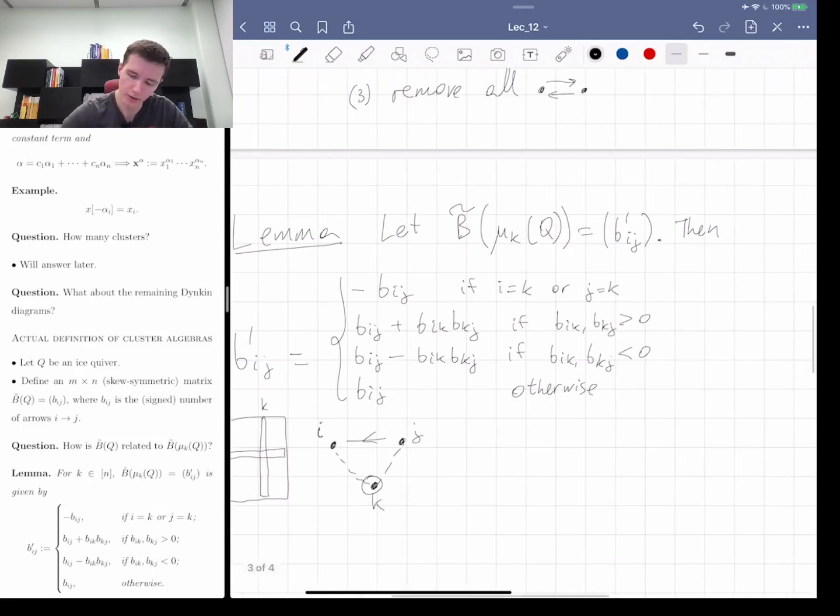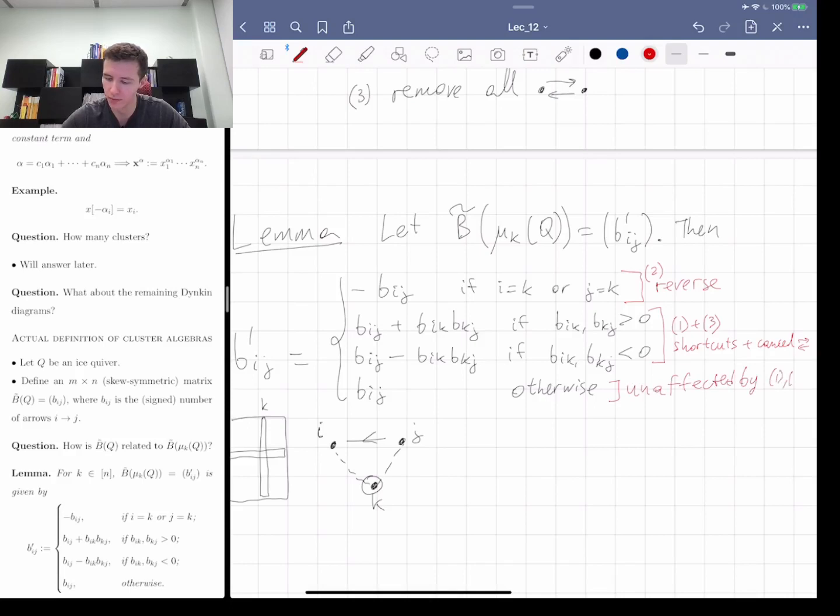So just to recap, this step is step 2, which is we reverse the arrows. This is step 1 plus 3. So you create shortcuts and you cancel pairs of opposite arrows. And finally, this is just what remains unaffected by steps 1, 2, 3.